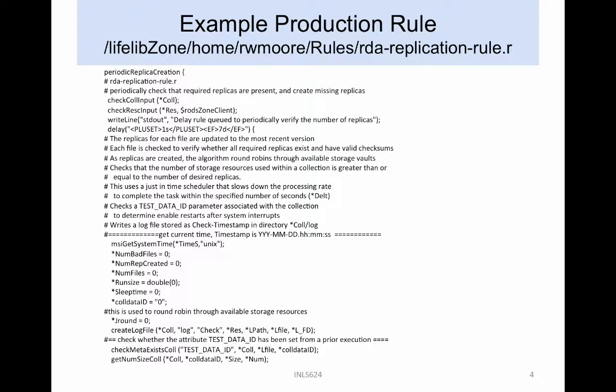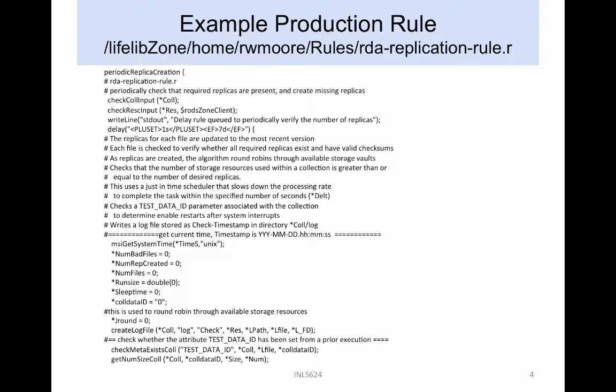On the rule displayed here, we check the collection input, check the resource input, and then do a delayed execution with the execution frequency of 7 days to actually go out and verify replicas, verify checksums, and replace missing replicas. This gets the current system time, initializes variables, creates the log file, checks whether or not a test data ID attribute has been set on the collection. If this attribute has been set, then you know that this is a restart. If the attribute doesn't exist, then this is the first time the rule is being run.